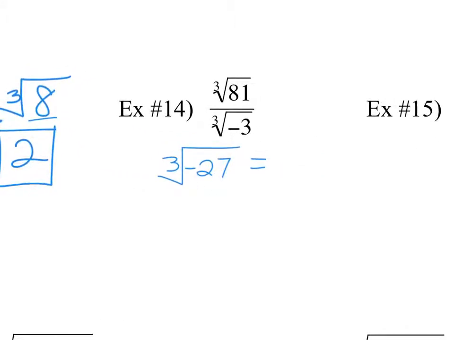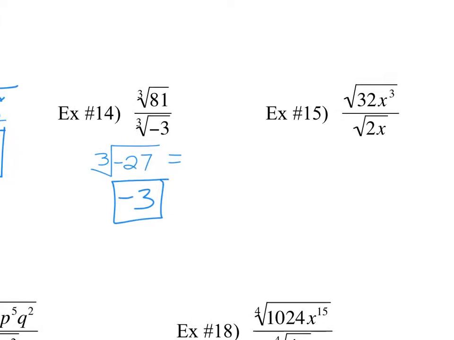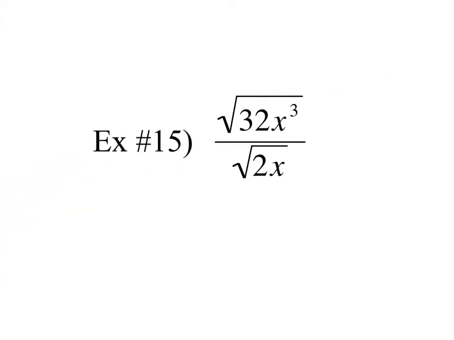All right, here we go. Cube root of negative 27 is negative 3. I tell my son all the time, you've got to know these, and he's just like that. All right, and then 15.